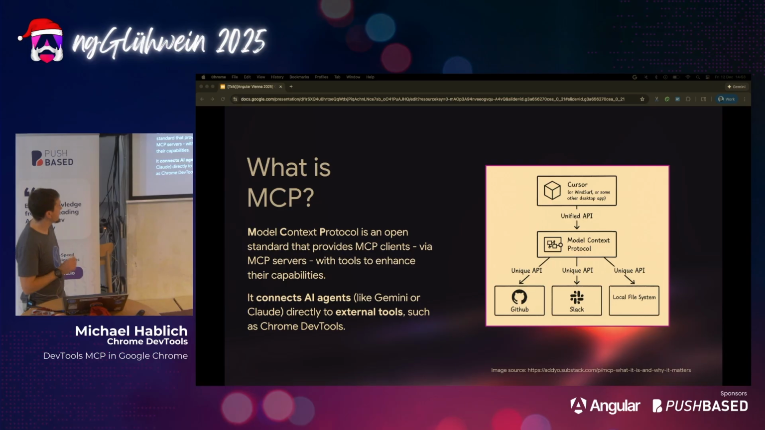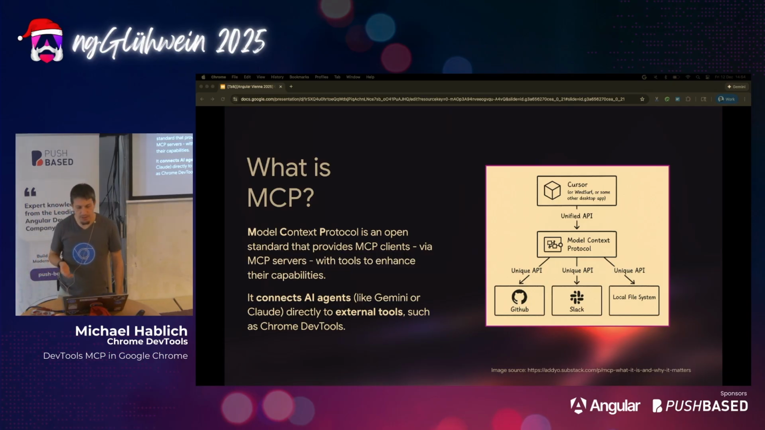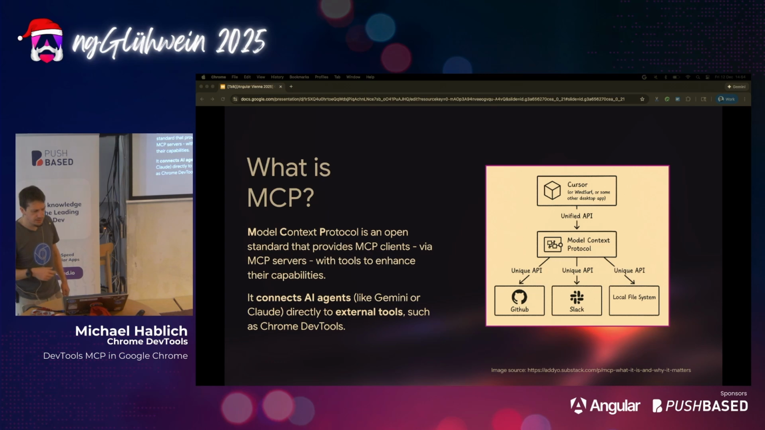So let's talk a little bit about the technology that's powering all of this. What exactly is MCP? So technically, MCP stands for Model Context Protocol, and is an open standard that connects any AI agent like Gemini, Claude, Codex, OpenAI, ChatGPT to external tools and data.